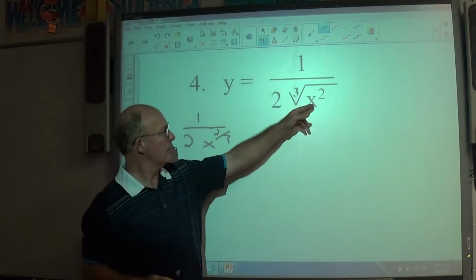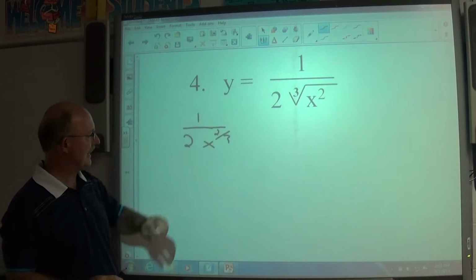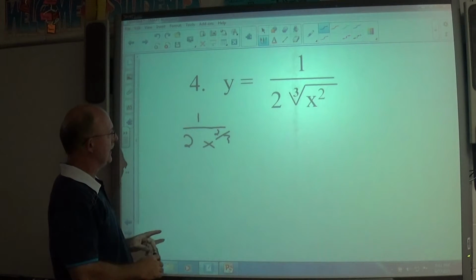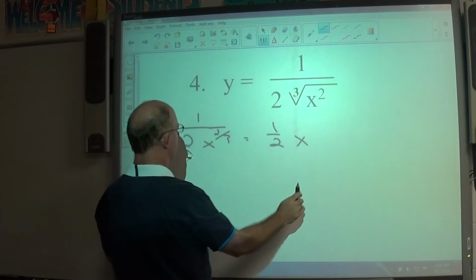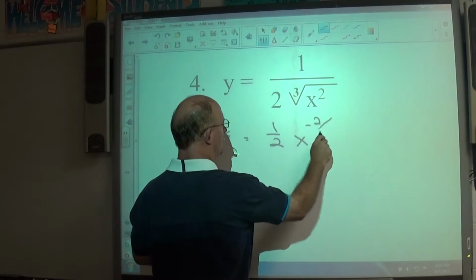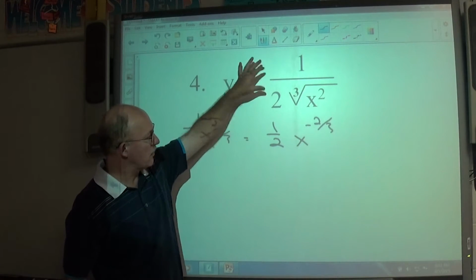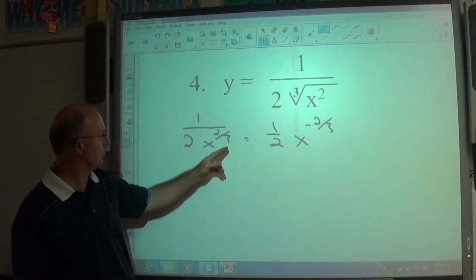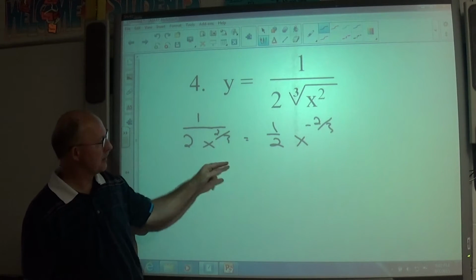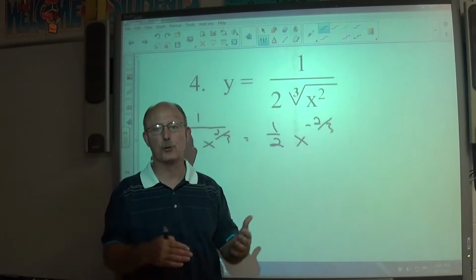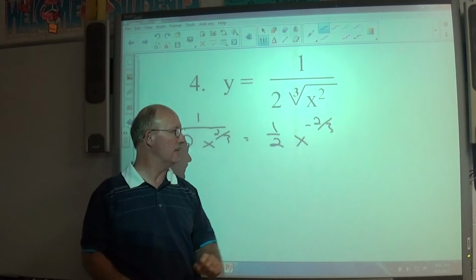To convert your cube root here, it's x to the 2nd power over 3, so it'll be x to the 2/3 power. And let's pull the 1/2 off. Now this will be 1/2 x to the negative 2/3 power. So I want to rewrite my original expression in exponential form. We pull the 1/2 off, times, since x to the 2/3 is at the bottom of your fraction, it'll be x to the negative 2/3 power.